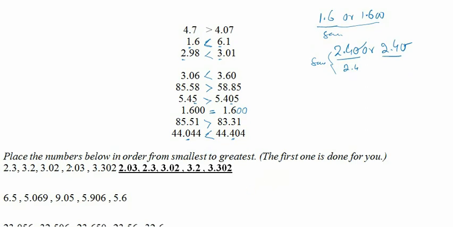Now in another exercise, place the numbers below in order from smallest to greatest. The first one is done for you. These numbers were given and we just ordered them from smallest to greatest. The smallest was 2.03. So we write 2.03, then 2.3, then 3.02 and further 3.2, and then 3.302. These five values are arranged from smallest to greatest, or in ascending order.